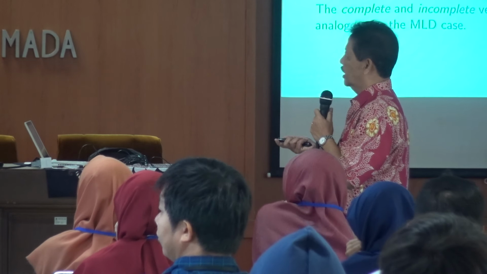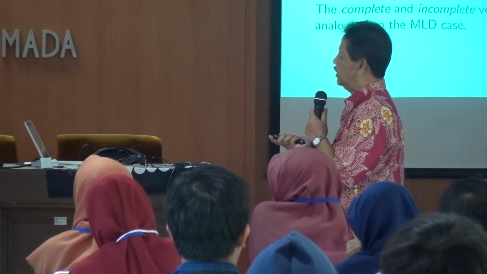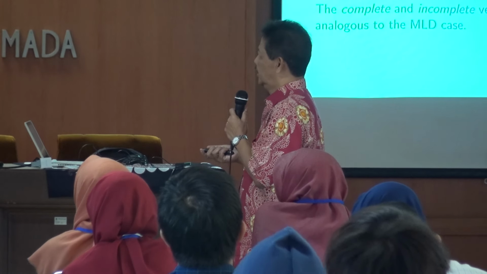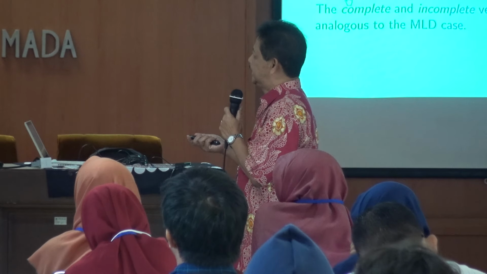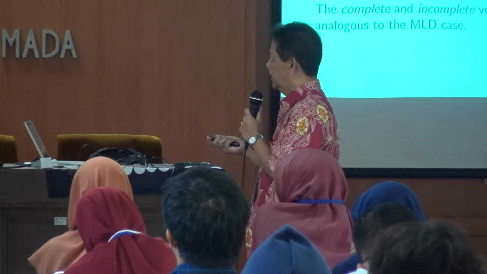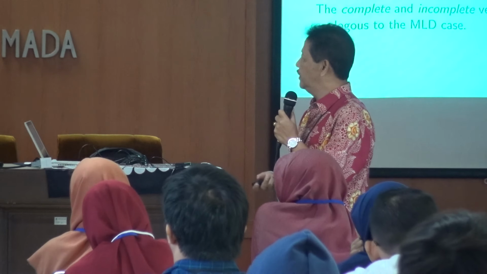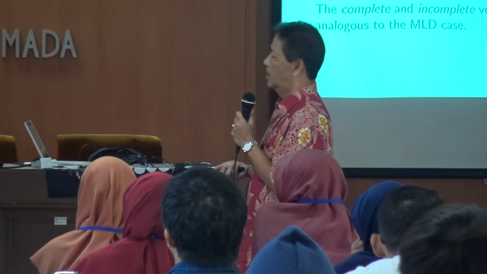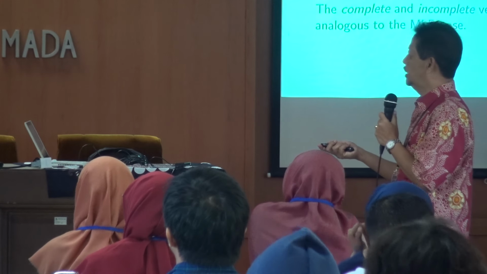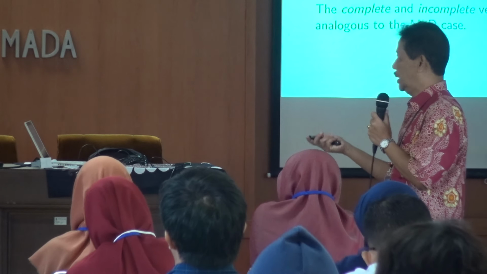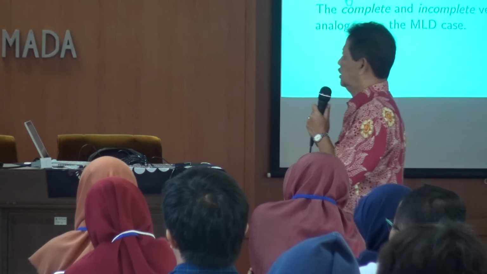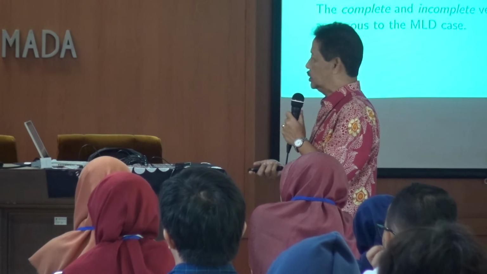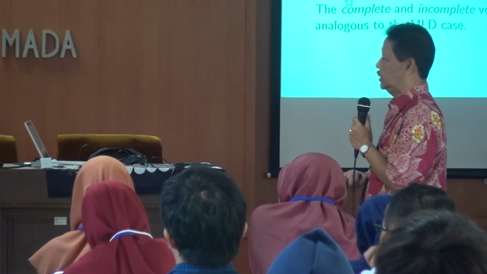Suppose vector x is received. Vector x received is decoded to Cx if the distance between x and Cx is minimal among all the distances between x and the other codewords. The complete and incomplete versions of this decoding rule are analogous to maximum likelihood decoding.